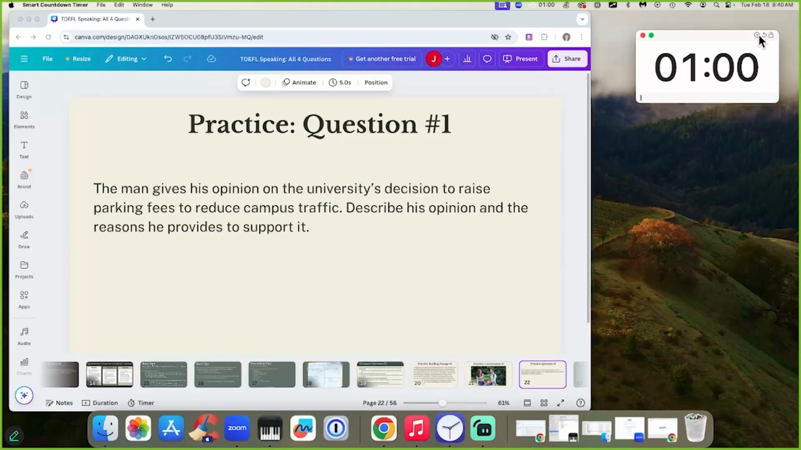And were you able to summarize the reading briefly? Were you able to then spend the bulk of your time on the student's opinions? He gave 2 reasons to support his opinion, and then whatever examples you can use to support those opinions within that 20-second time allotment.